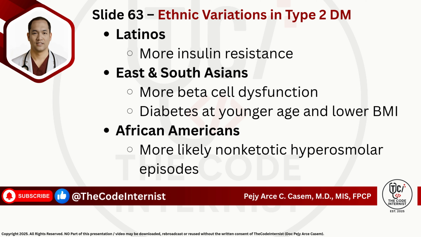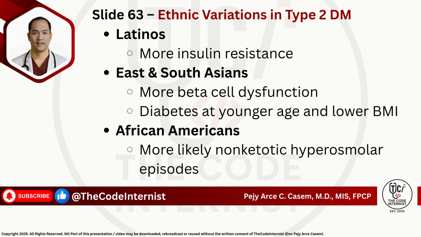Research shows that type 2 diabetes differs among ethnic groups. For example, Latinos often show strong insulin resistance. East and South Asians tend to develop diabetes younger and at a lower body weight, often due to early beta cell failure.